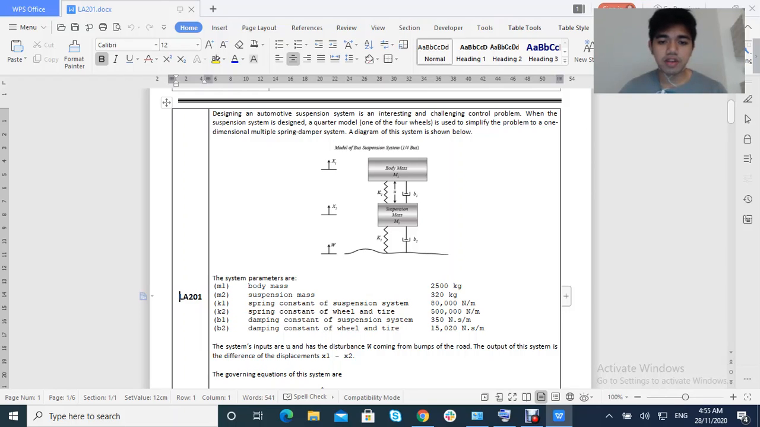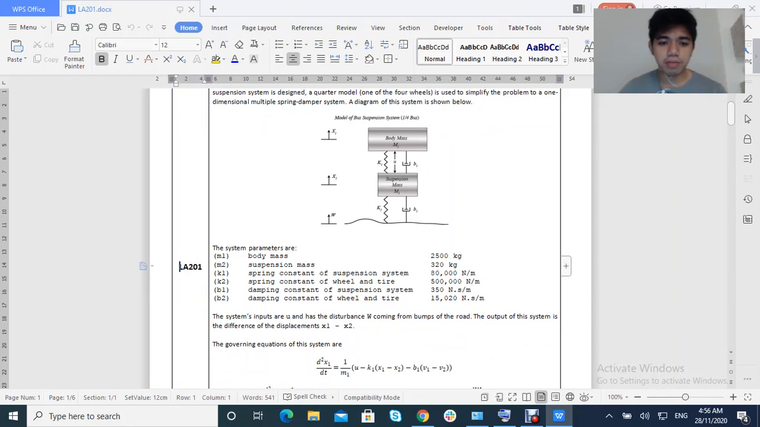The spring constant of the suspension system is 80,000 newtons per meter. The spring constant of the wheels and tires is 500,000 newtons per meter. The damping constant of the suspension system is 350 newton-seconds per meter, and the damping constant of the wheel and tire is 15,020. So the system input is U, and it has the disturbance W coming from bumps in the road. The output of the system is the difference of the displacements, x1 minus x2.